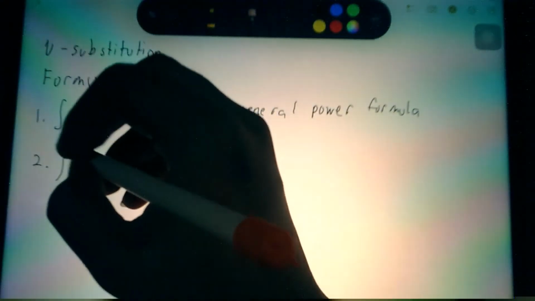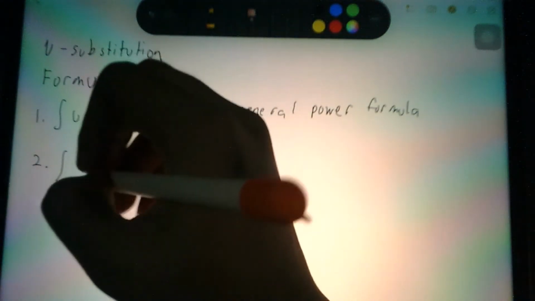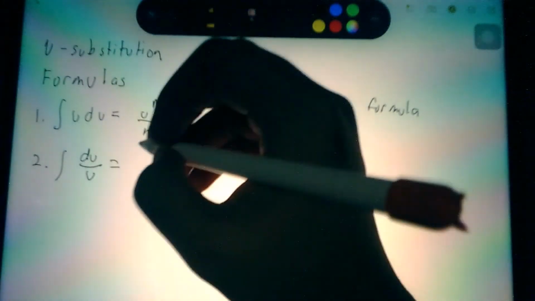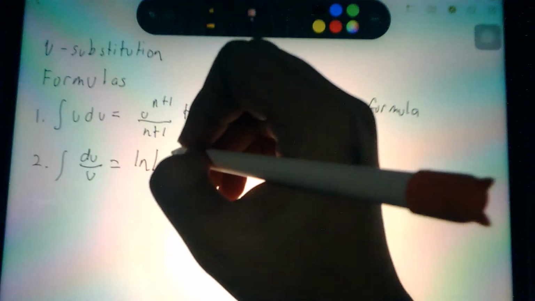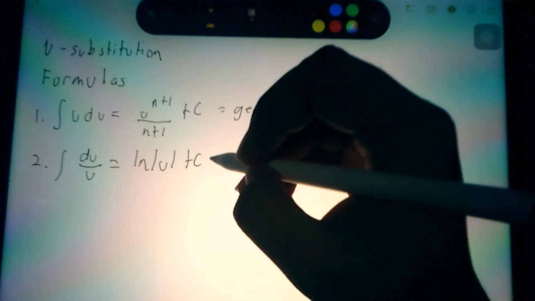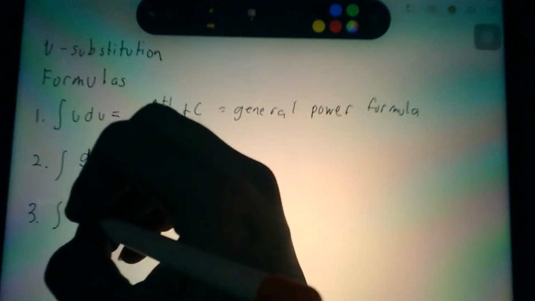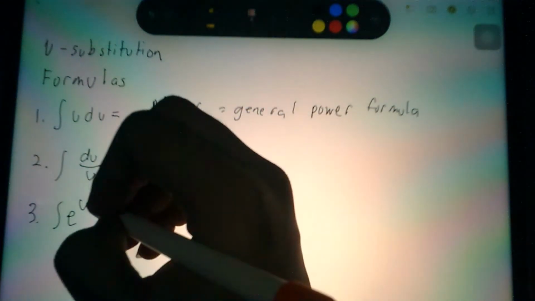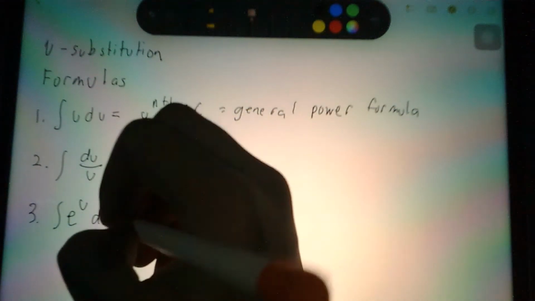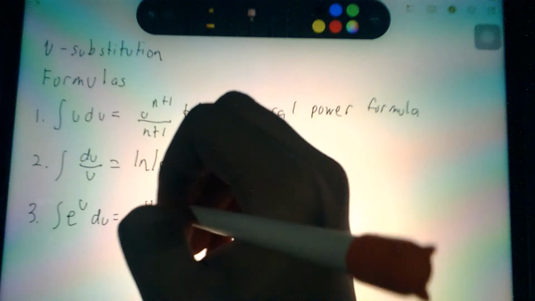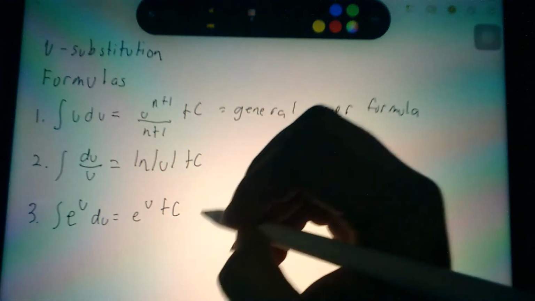Second is the integral of du over u, which is just equal to ln of u plus c. This is logarithmic. And number 3, we have the integral of e raised to u du, which is equal to e raised to u plus c. This is just exponential.